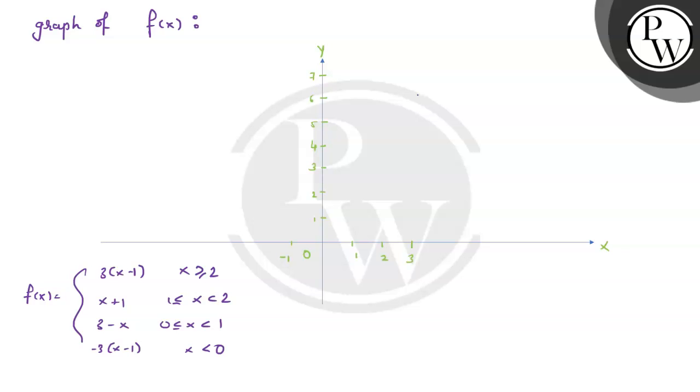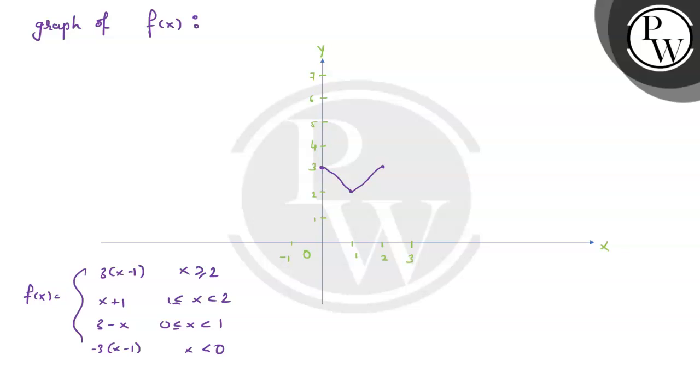For the interval 0 to 1, the function we have is 3 minus x. So at x equal to 0, the functional value is 3. At x equals 1, the functional value is 2. And since it's a straight line, we can join these 2 points to get the graph in the interval 0 to 1. Next, at x equals 2, the functional value is 3. So again here we have 3. And let's join and get the graph in the interval 1 to 2.